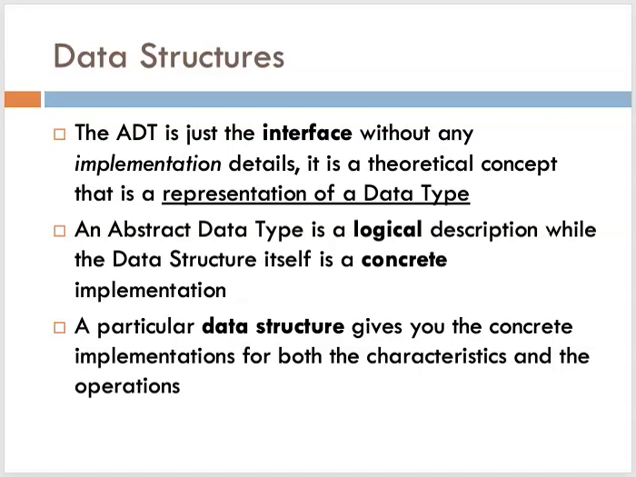It can get confusing, but you can get a handle on that. The ADT, the abstract data type, is just the interface, right? It doesn't have any of the implementation details. So in a sense, it's a theoretical representation of the data type. The abstract data type is a logical description in some language, of course, but without the implementation details. And the data structure itself is the concrete implementation of that actual data that you have. A particular data structure gives you the concrete implementations for both the characteristics or attributes that it has, as well as the operations that it's capable of.